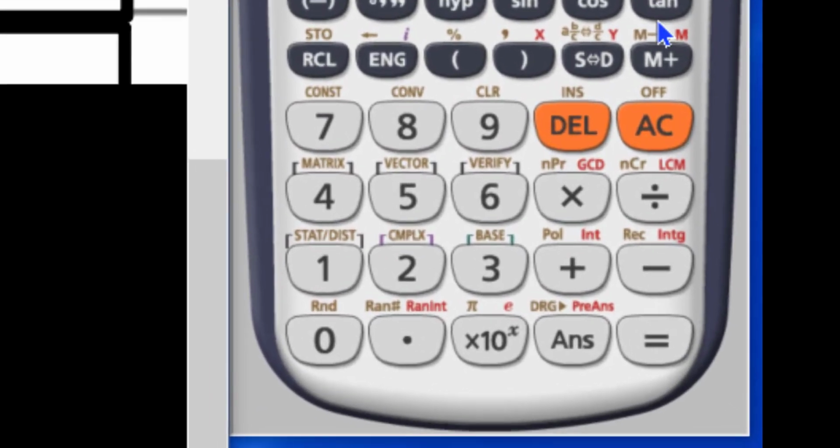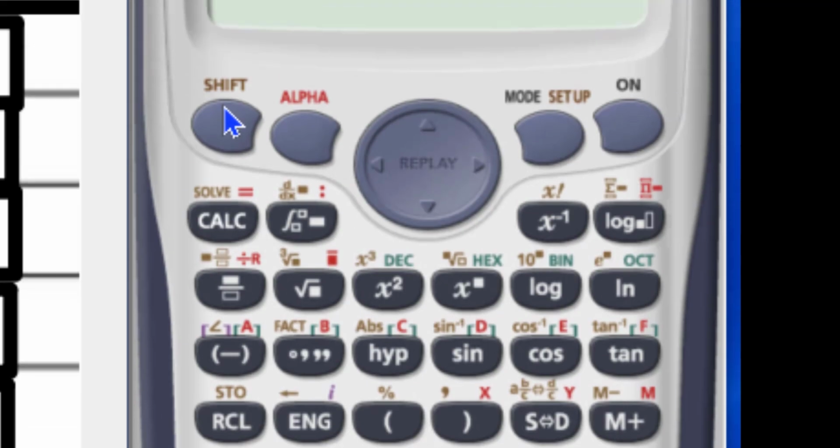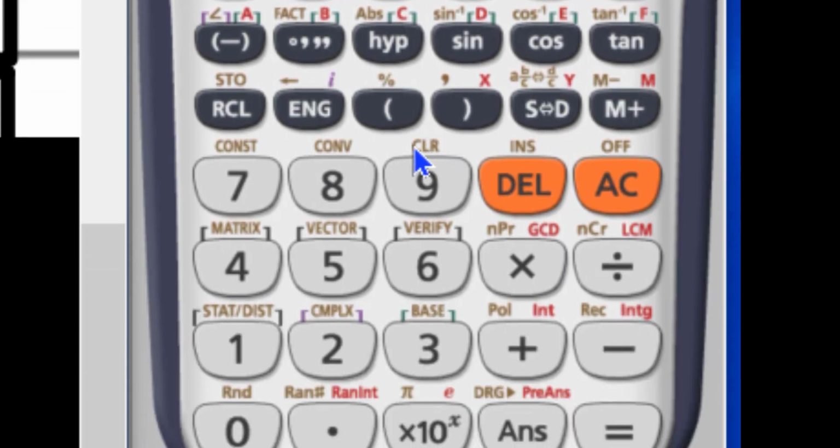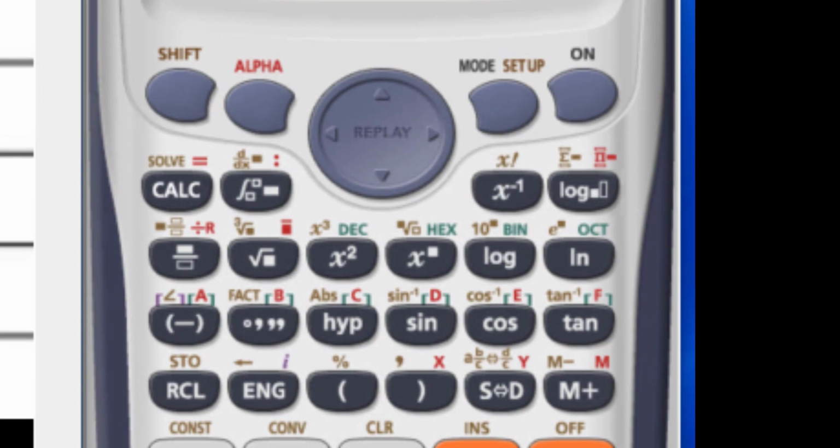So when we look at these keys here, these are multifunction keys. Right now, if I press this button, I get 9. I just get what's on the face of the button, the number 9. If I hit shift, I get what's above the key in gold. Whatever button I press after I hit shift, I'm going to get what's above the key, not what's on the key. If I hit alpha here, I will get what's in red above the key if it has that feature. You can see not all of them do.